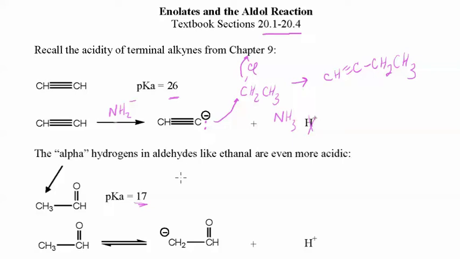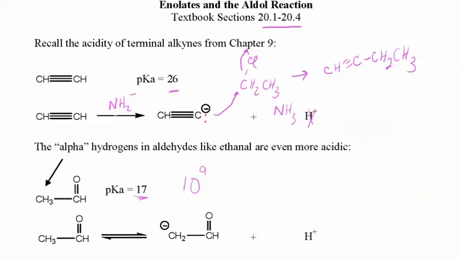pKa is a scale of how strong an acid is, how easily one can remove hydrogens from an organic compound like these. And it's a logarithmic scale, so the difference in these numbers, 26 and 17, is 9. So that actually means that this aldehyde down here is 10 to the 9th times as acidic as the alkyne above, or it's 1 billion times easier to remove that hydrogen. And so we're showing a similar type of reaction here in which a hydrogen is being removed. It's just a lot easier to do it with that type of hydrogen compared to an alkyne.